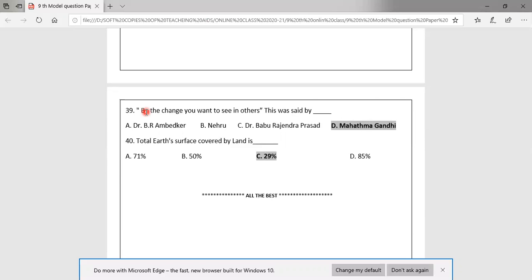Last but not least, the 14th question is, the total earth surface covered by land is dash. Option A, 71%. Option B, 50%. Option C, 29%. Option D, 85%. Option C, 29% is the right answer.